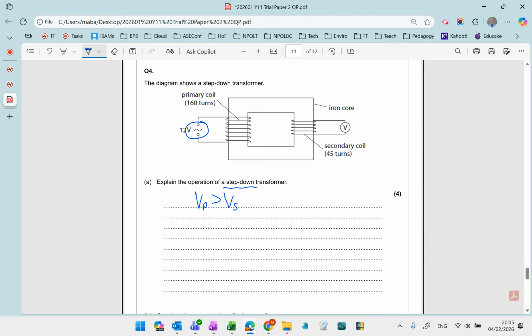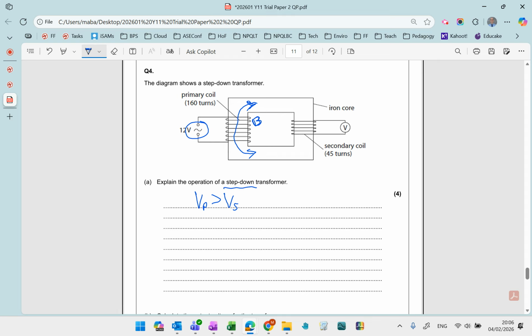And because of this changing current in the primary coil, that is going to give us a magnetic field in the core. The symbol that we tend to use for magnetic fields is B. And it's actually a changing magnetic field, because the current is alternating 50 times a second, this magnetic field will change 50 times a second.